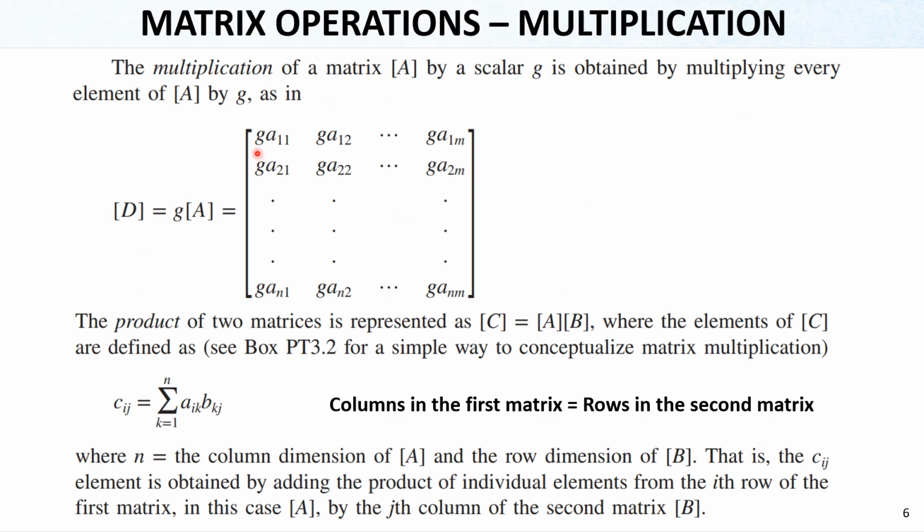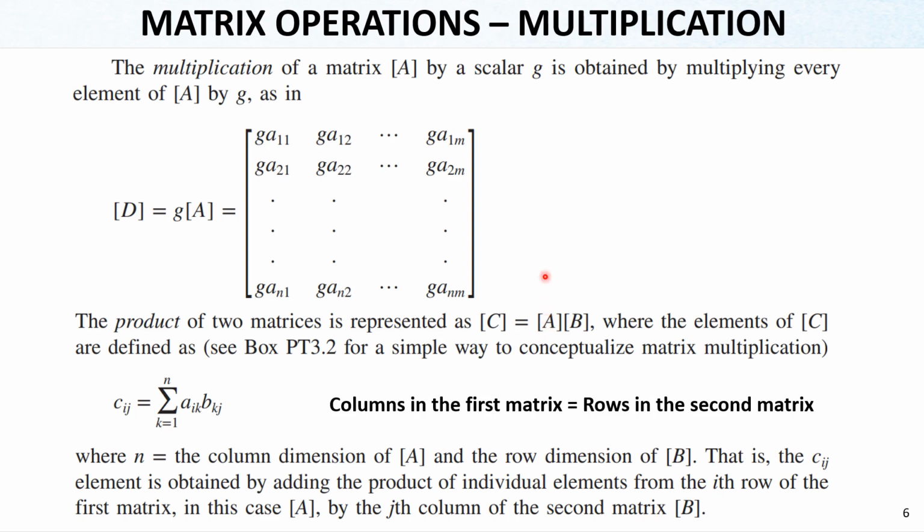Then we will multiply each term by that scalar. Scalar is g here. So we multiply each term individually. Also, we will have a multiplication of two matrices. In this case, we need to have the same number of columns in the first matrix and the same number of rows in the second matrix to be able to make this calculation. And this calculation can be obtained by this summation value.